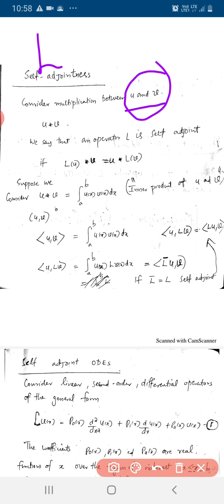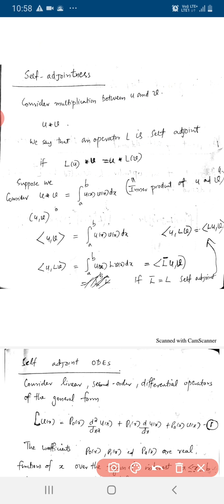And suppose we consider u into v, and L is an operator that operates on u. And if L u into v is equal to u into L v, that is, L operating on the product u into v is equal to u into L operating on v, then we say L is a self-adjoint operator. So this is the idea of self-adjointness.